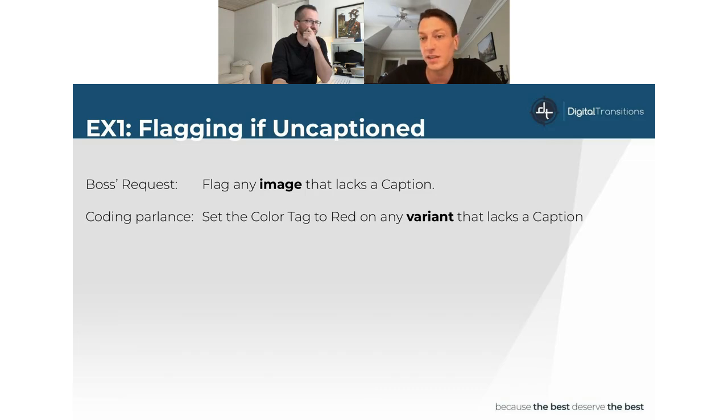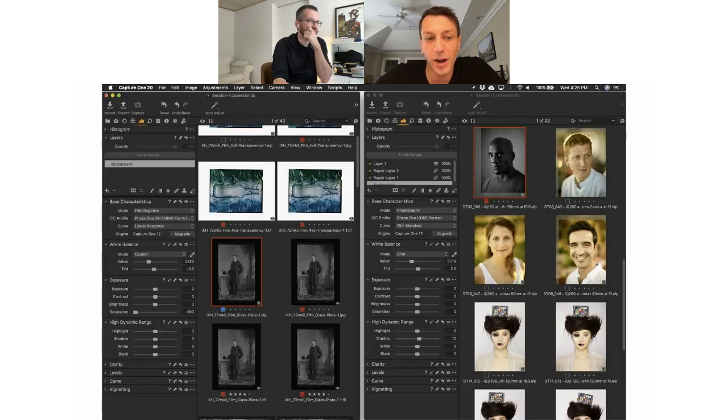So, for example, look at this screen grab. In this screen grab, we have two separate Capture One sessions. You may or may not be aware you can open more than one session simultaneously in Capture One. And here we have two sessions open. And each of those sessions has multiple images, some of which have multiple variants, and some of which, more than one of which, have a red color tag.